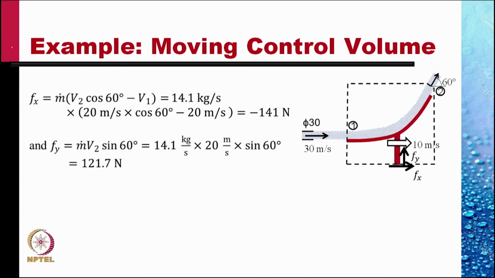Similarly, the force in the y direction, Fy, is equal to the net efflux of y momentum, and y momentum comes out only at 2. So this is m dot V2 sine 60 degrees, and that comes out to be 121.7 Newton. That is, we have to apply a force upwards. So the force because of the water jet on the vane is downwards.